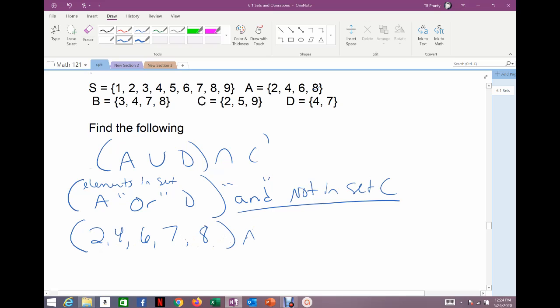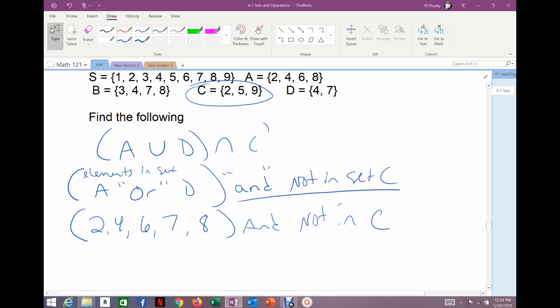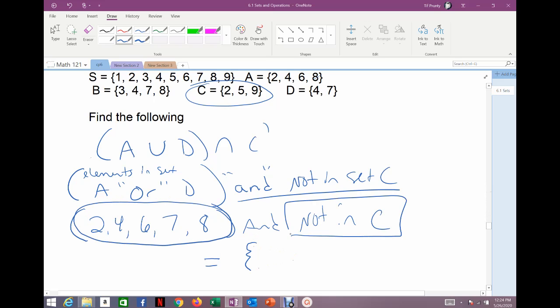Now I do the "and not in C," right? So I look at C, and I only pick those. So my final answer, using set notation, is any number from this group that is not in C. Well, 2 is in C, so it's not included. 4 is not in C, so it's fine. 6 is not in C. 7, 8. So 2 is not included. 4, 6, 7, and 8 are the answers.